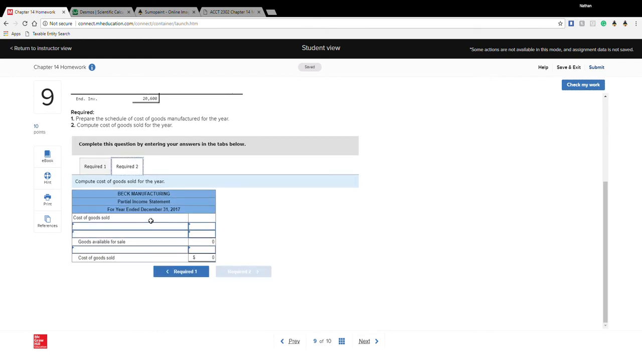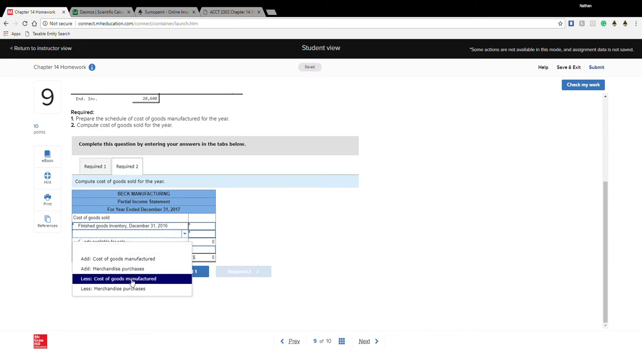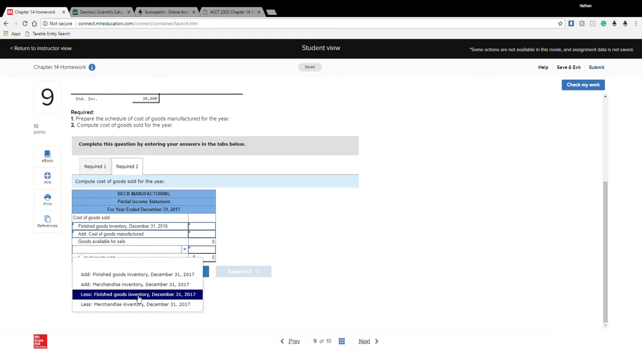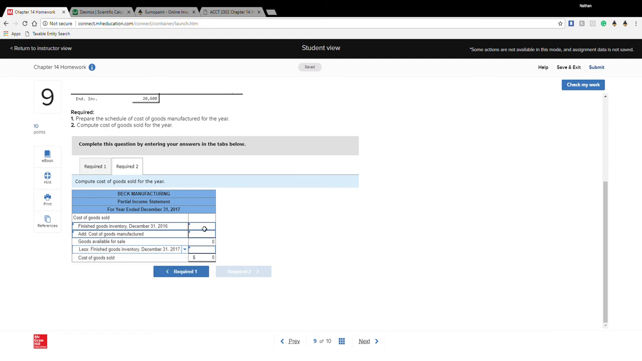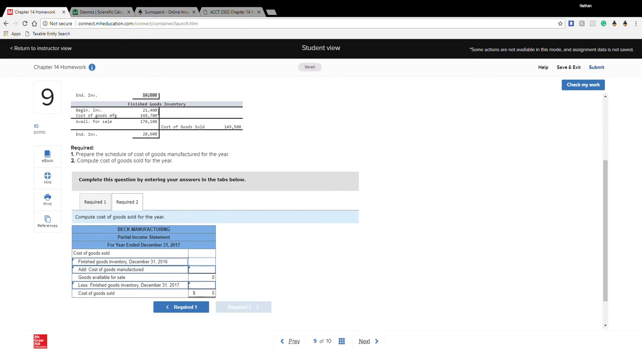And of course, required 2, we have cost of goods sold, so we're trying to figure this out. Again, same stuff, finished goods beginning, add our cost of goods manufactured, and less our finished goods ending. So for our numbers, again, we can pick them up right here. It's basically right here already. So 21,400, cost of goods manufactured 148,700, and then ending 21,600. Should come out with 149,500 cost of goods.